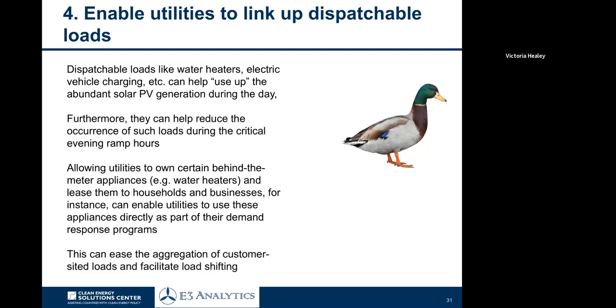Certain appliances are obviously better suited to this than others. So water heating is a classic example, and the potential to aggregate those together into not only thousands of individual units, but potentially millions, opens up the possibility again of shifting more load to the daytime to correspond to variable renewable energy availability.